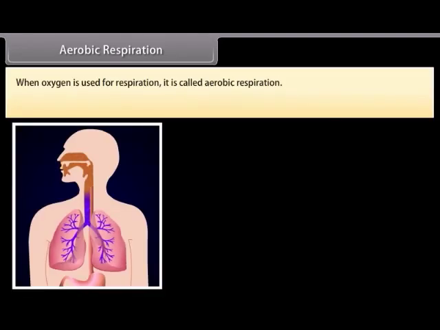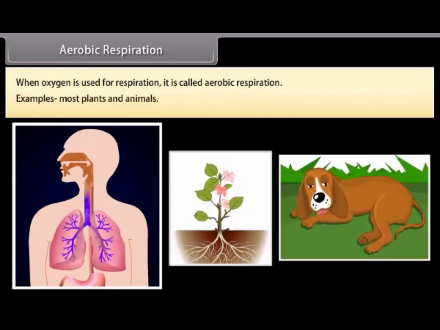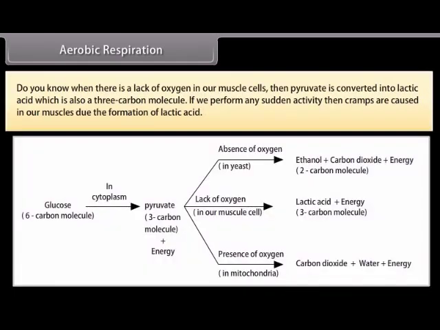Aerobic respiration. When oxygen is used for respiration, it is called aerobic respiration. Examples: most plants and animals. Do you know what happens when there is a lack of oxygen in our muscle cells? Then pyruvate is converted into lactic acid, which is also a 3-carbon molecule. If we perform any sudden activity, then cramps are caused in our muscles due to the formation of lactic acid.